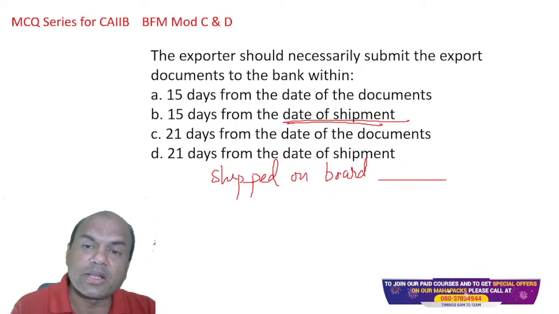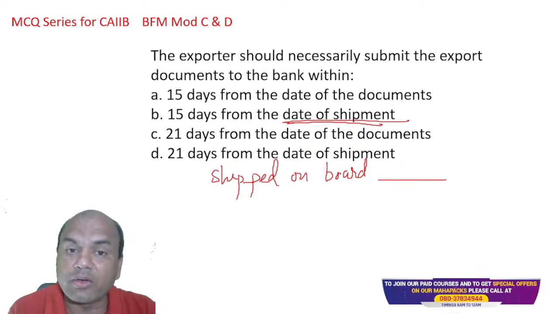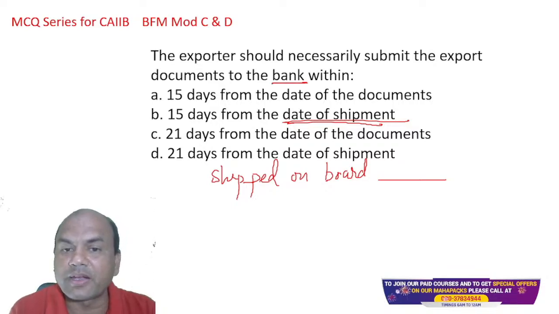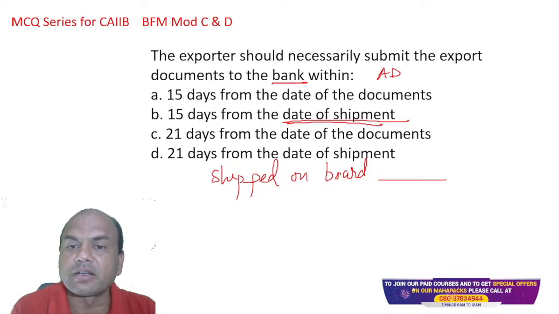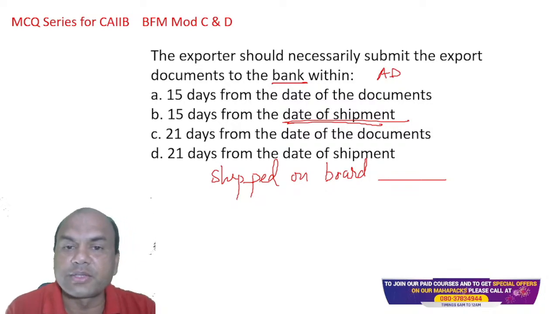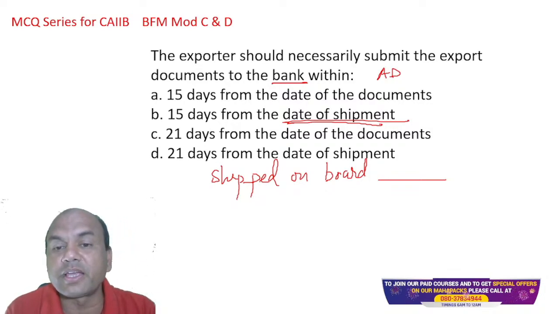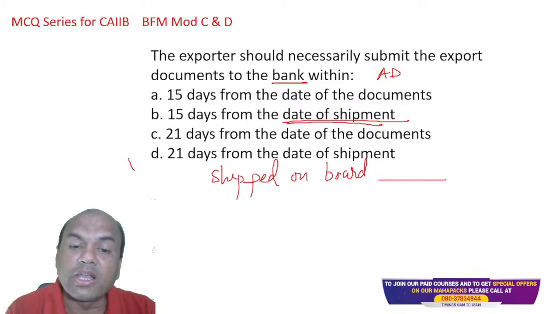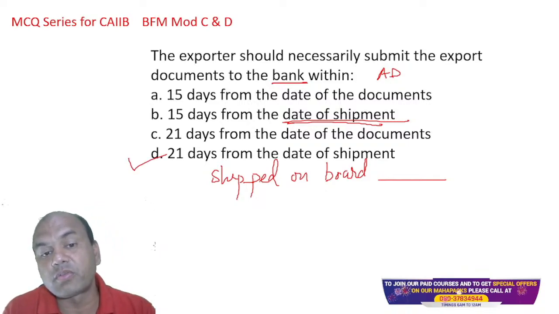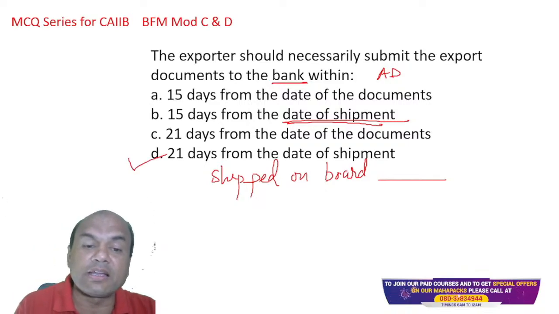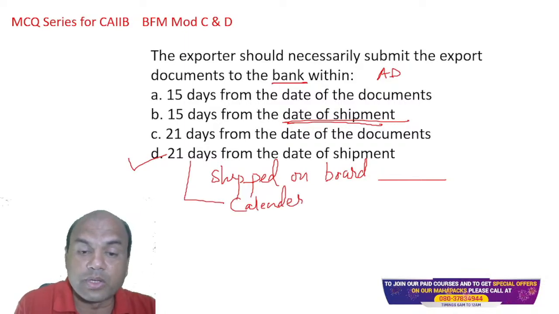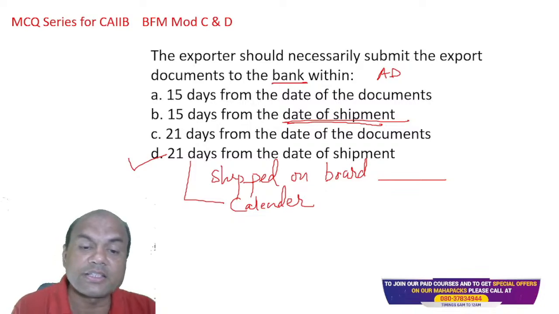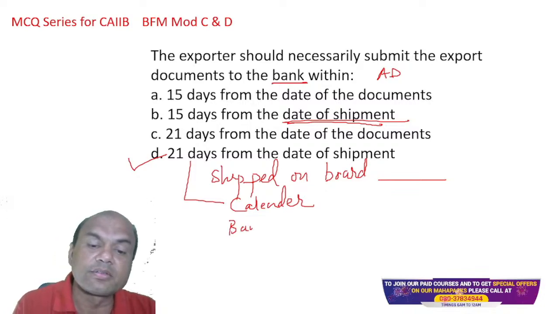So this exporter has to submit the documents to the bank. The actual word is not bank. It is called AD, authorized dealer. So the exporter has to submit the documents to the AD within 21 days from the date of shipment. Remember, 21, and these days are calendar days. There are 2 kinds of days in banking: one is calendar, second is banking days, whenever banks are open.